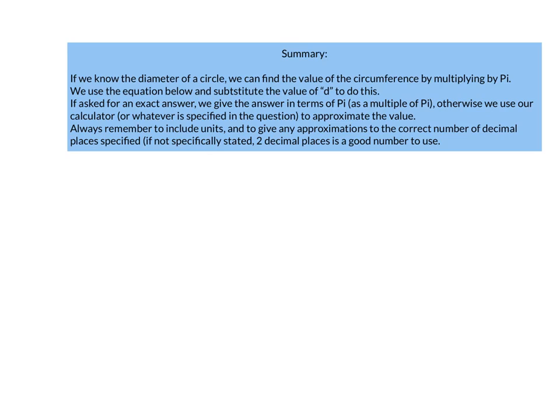So just a quick summary of the things that we've covered in this video. If we know the diameter of a circle, we can find the value of the circumference by multiplying by pi, and we use the equation c equals pi d to do this, and all we have to do is substitute in whatever value of d we have, and then if asked for an exact answer, we can just leave the answer in terms of pi, so 4 pi or 10 pi. Otherwise we use our calculator or a different approximation if the question says so to approximate the value. And make sure we always remember to include units, and to make sure to use the correct number of decimal places as stated in the question.